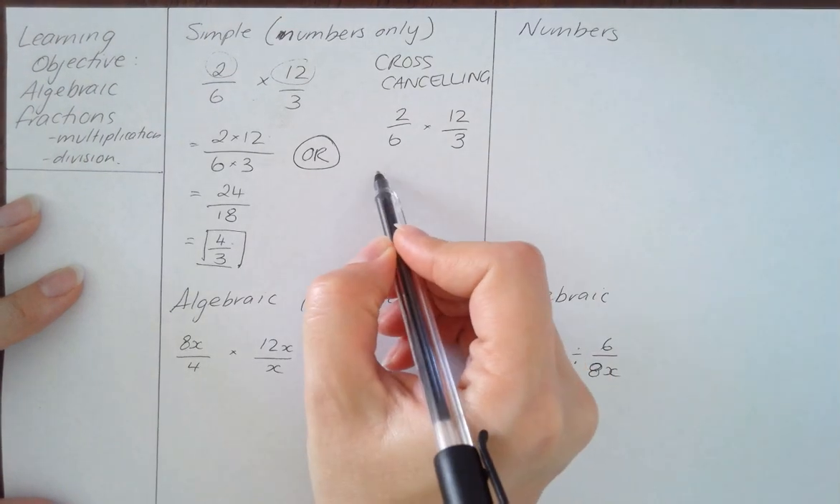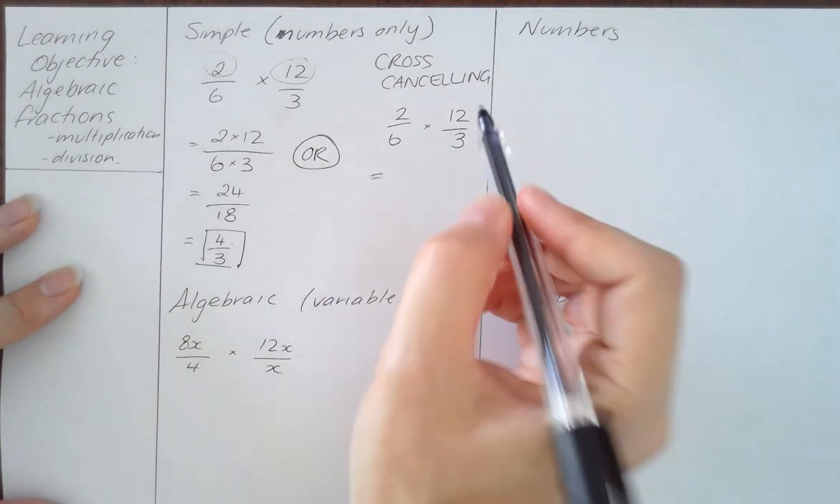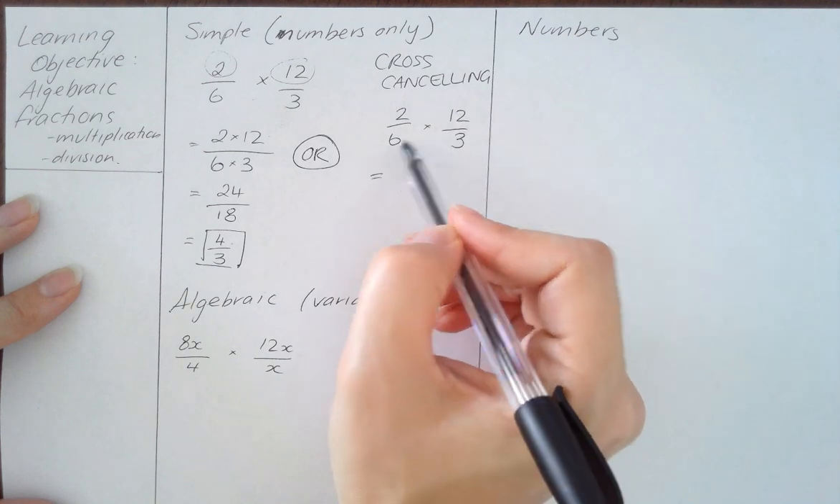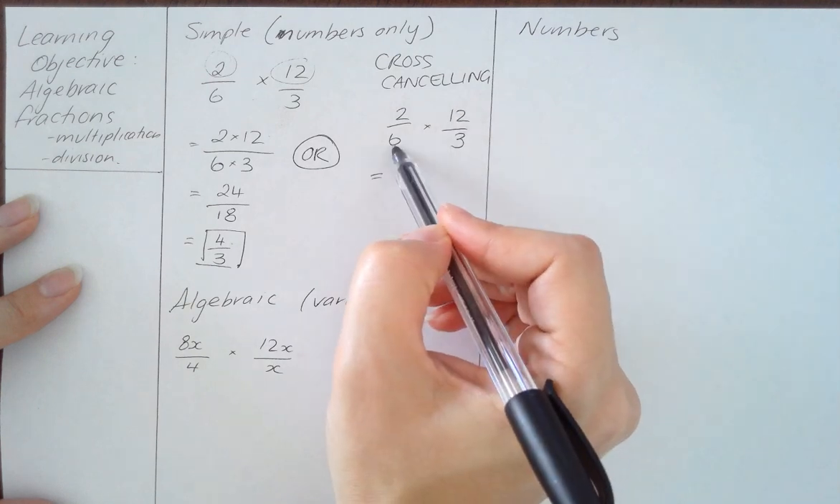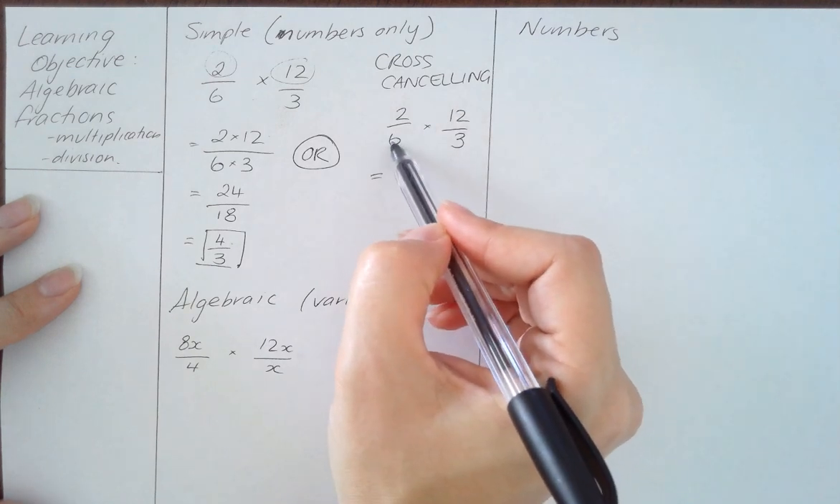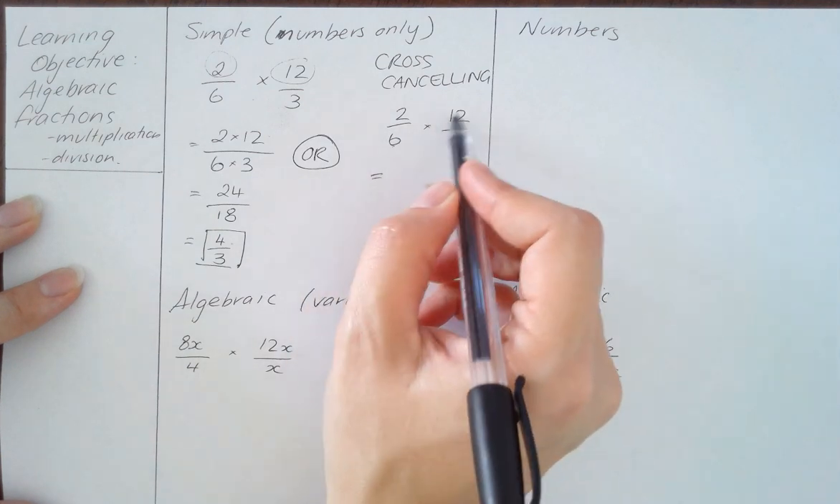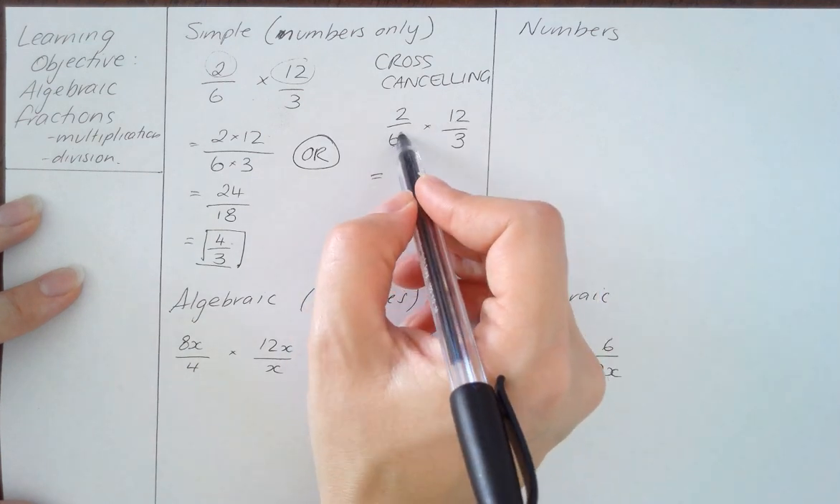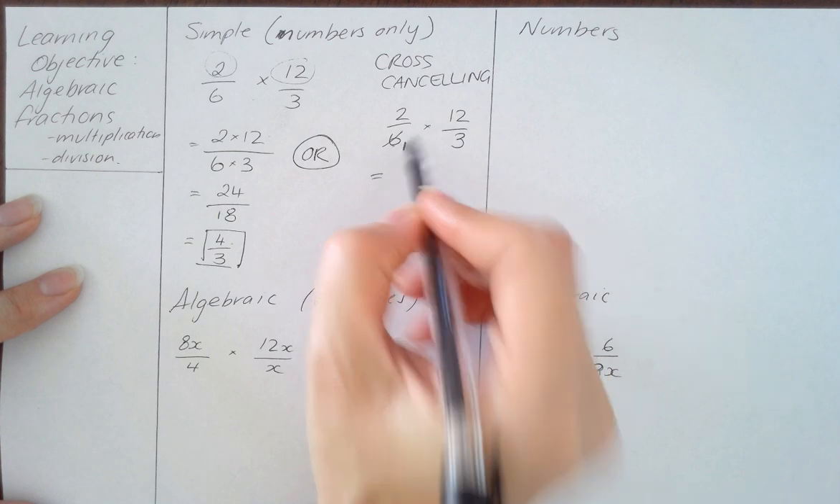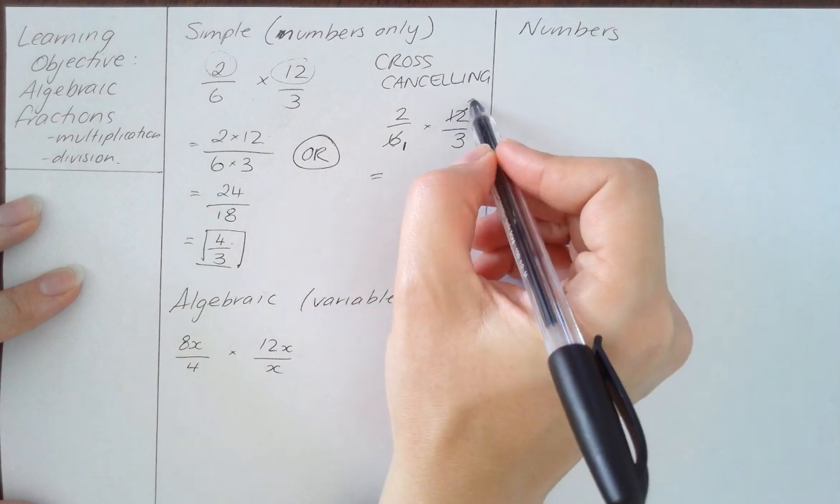Now let's try and speed this up a little bit by saying, okay, this numerator over here is across from a 6, that is a denominator, and we know that 6 is actually a factor of 12. So we can cancel this out. Let's say we divide each of these by 6. So 6 divided by 6 gives us 1, and 12 divided by 6 gives us 2.